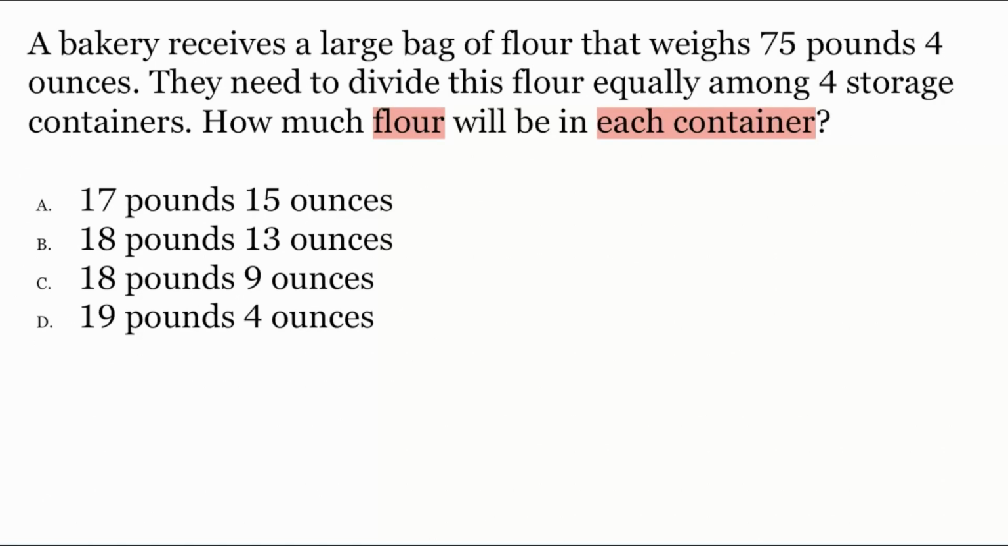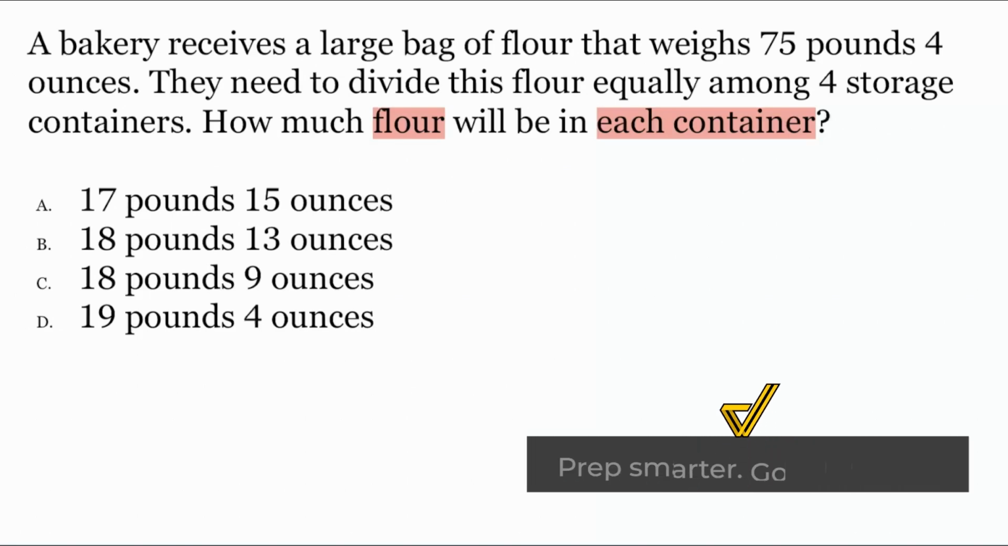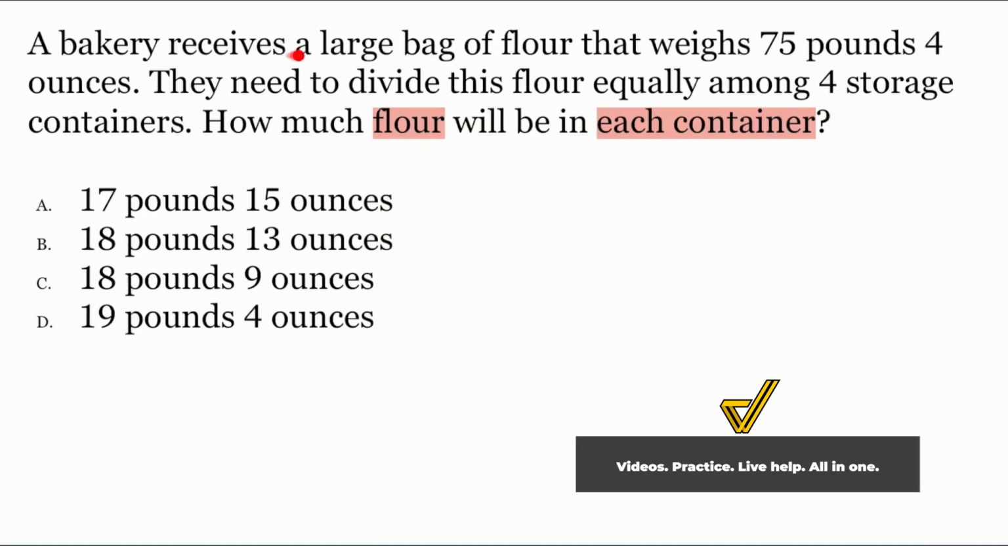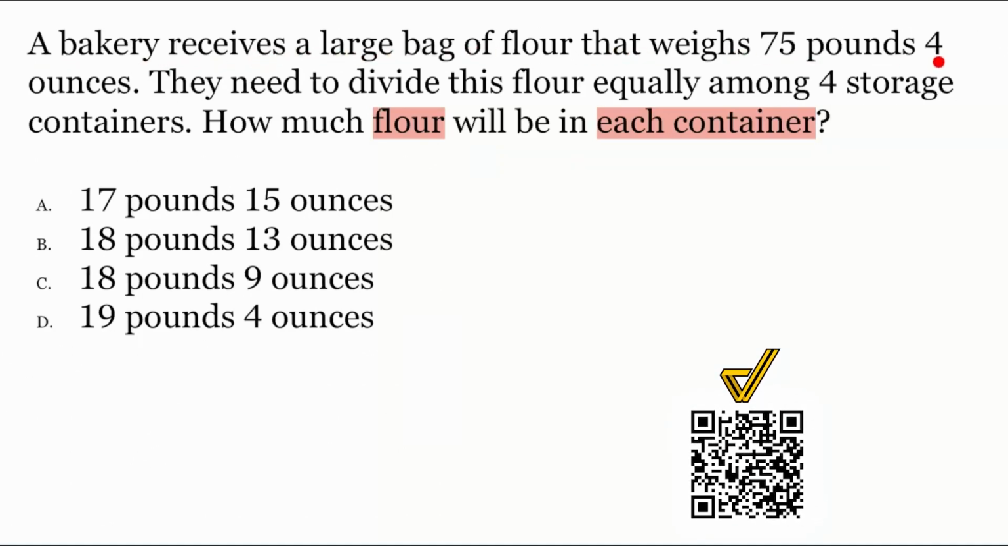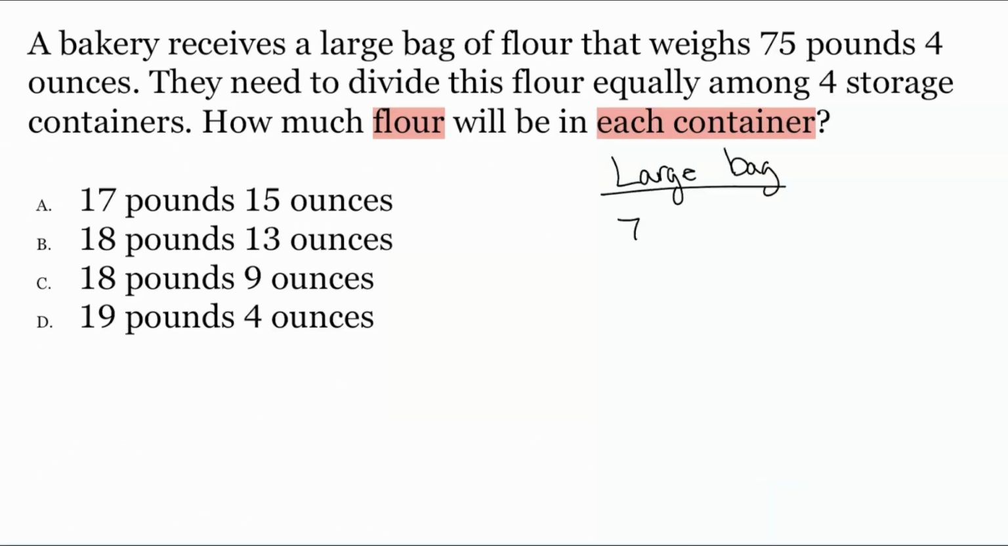If I say, hey, me and my 30 friends won the lottery and we split the lottery amongst the 31 of us, how much money does each of us get? Well, each means one out of the bunch. So when we take a look at the information we have, let's be careful here, because it starts by saying a bakery receives a large bag of flour that weighs 75 pounds, wow, and 4 ounces. Okay, so large bag is what we have, and it is 75 pounds and 4 ounces.